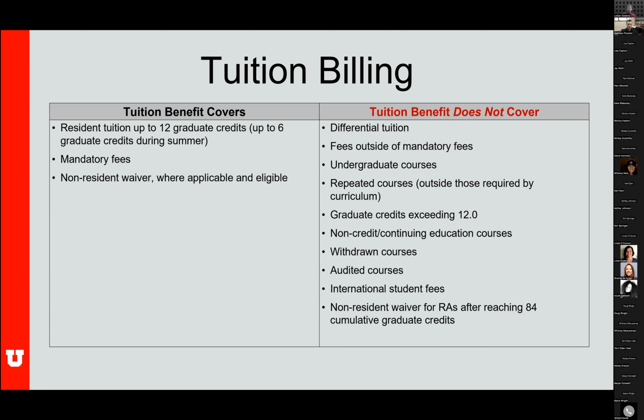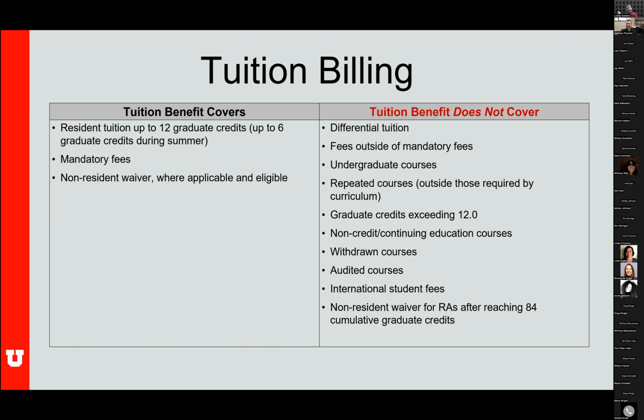Now, what does tuition benefit cover? What does it not cover? Tuition benefit will cover resident tuition up to 12 graduate credits. So while our minimum is 9 for during normal semesters, the max is 12, and up to 6 during summer. Now, we also cover the mandatory fees as we determined earlier, and we will make sure the non-resident waiver is applied where applicable and eligible. You'll notice that's it. That's a very short list.